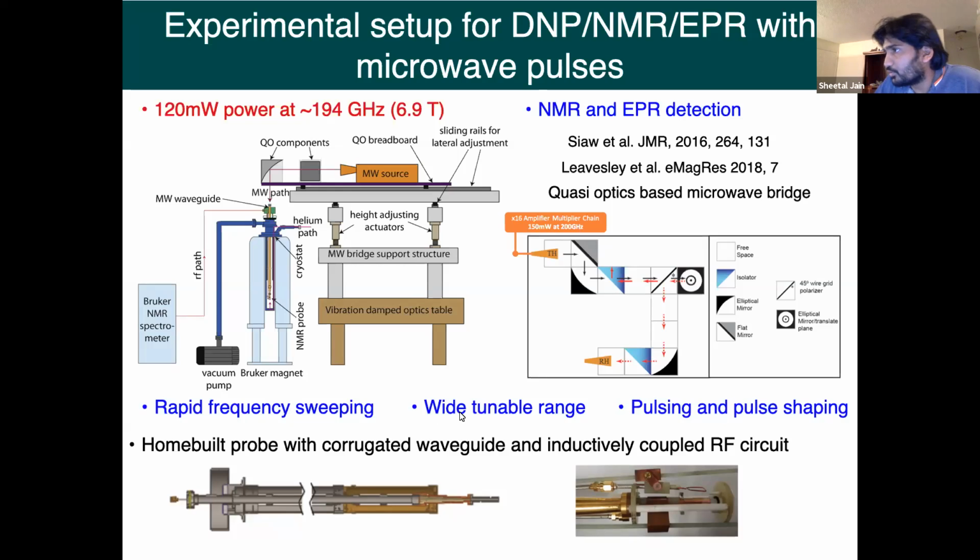The tunable range of microwaves is quite wide, as I said, 10 gigahertz. And most importantly, we can pulse microwaves. We can stop microwaves within nanoseconds, and we can shape them if needed. We can modulate the frequency during the experiment. And we have EPR detection capabilities along with the NMR detection capabilities. For the RF part, we simply used a very simple single resonance probe that was also home built, and it's based on inductive coupling, which means there is no physical connection between the pickup coil and the sample coil.